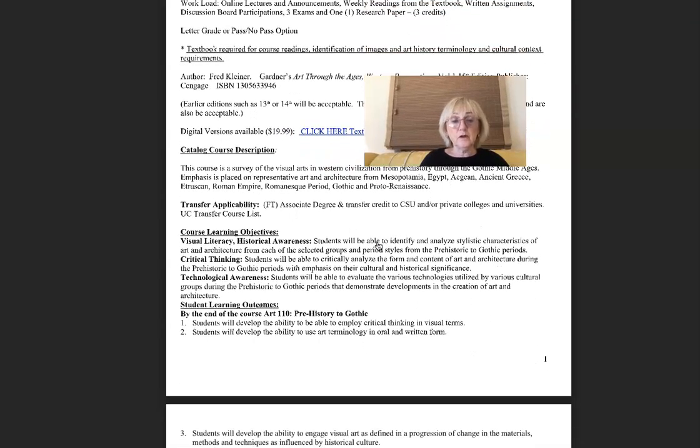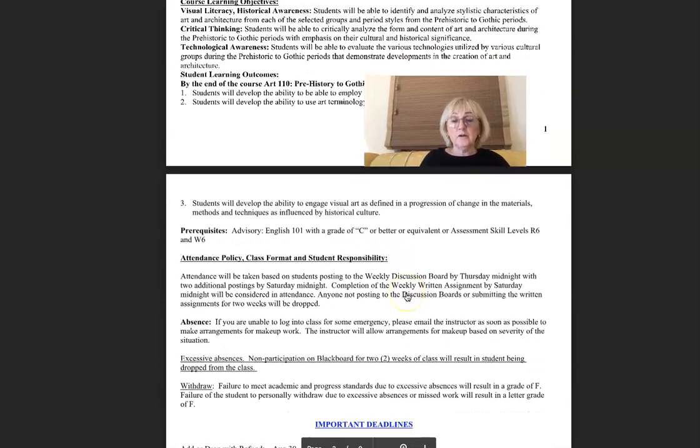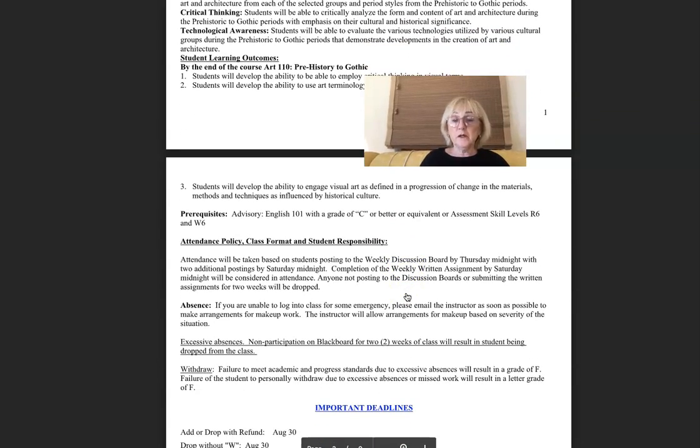The course learning objectives are listed here. Your attendance policy: each week you're expected to log into the course by Thursday midnight to answer the discussion board requirements. And also you'll be required to complete a weekly written assignment based on the readings and the resources, both in Canvas and in the textbook. And those written assignments are due by Saturday midnight.